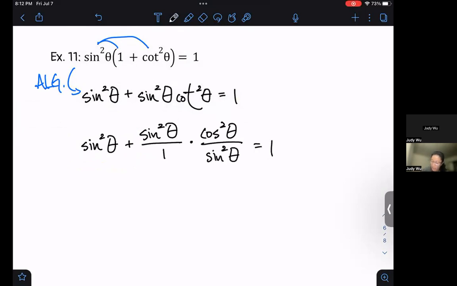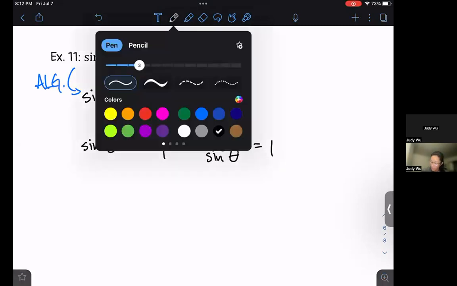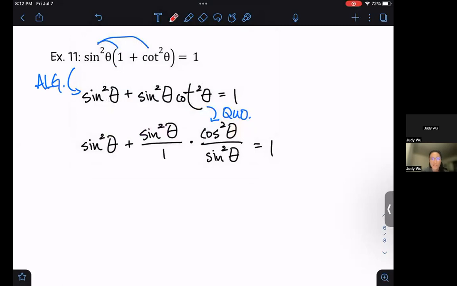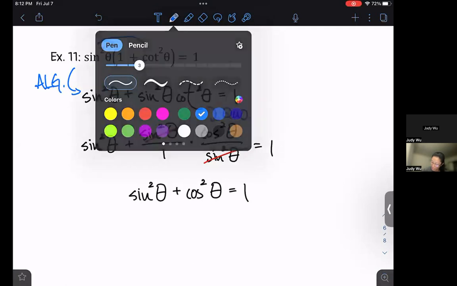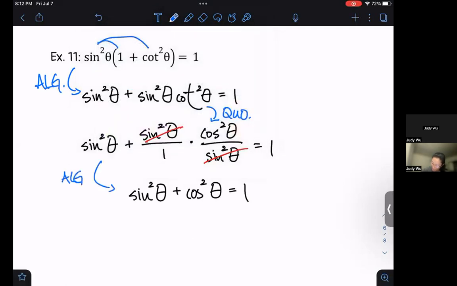Now, we want to write the equals 1, but I think it's important for us to make sure we know which identities we're using. So what would I write here? I would write the quotient identity. Okay. All right. Now, looks like I set myself up for success because I noticed that the sine squared and the sine squared, those reduce. And so what do I get? I get sine squared theta plus cosine squared theta equals 1. All right. So I'm going to say this was an algebra step.